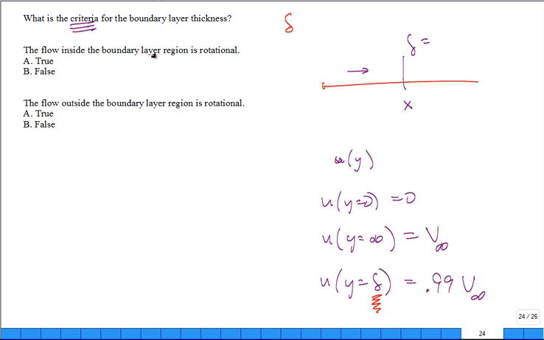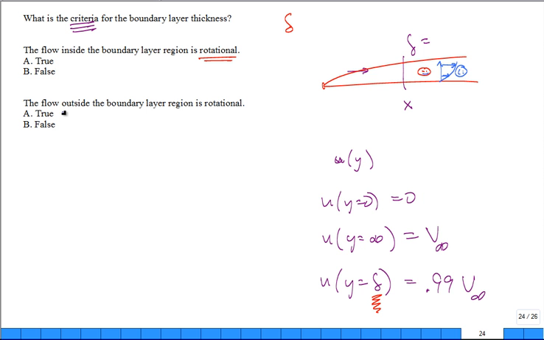Flow inside the boundary layer is rotational. What does rotational mean? It means it wants to turn. If I put a happy face in here, would the happy face later on be rotated? Yes, it would, because the fluid further out is faster and the fluid closer in is slower. And so it's rotational flow.